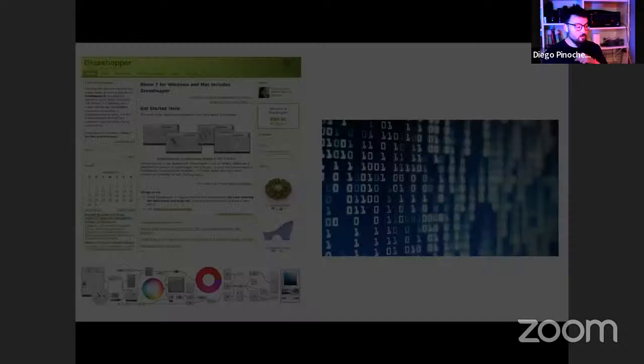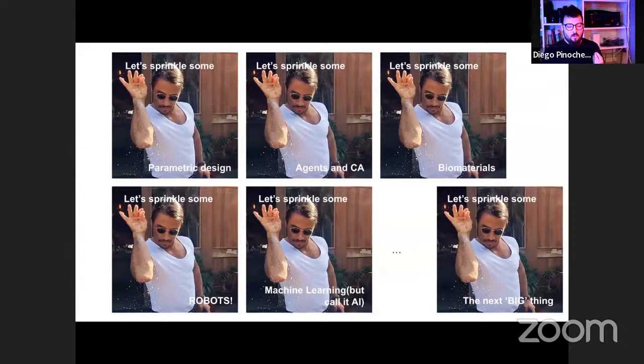So, because usually it's a little bit like this when we talk about it, and even for people that are designers but that are not in the computational world, they believe that this is what we do, if I consider myself a computational designer, right? It's about sprinkling a little bit of parametric design in the past, right? Then years later, it's just sprinkle a little bit of agents and cellular automata, or let's sprinkle some biomaterials, or let's sprinkle some robots. Now, everything is about robots, right? Robotics and stuff like that. Or let's sprinkle some machine learning, but we call it AI, to make things more interesting.